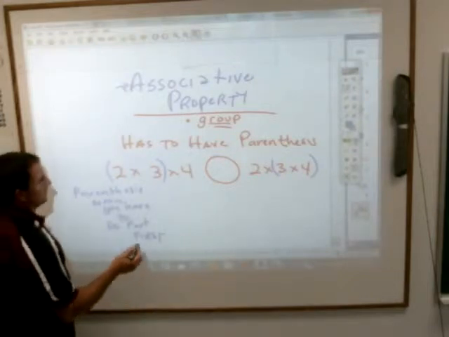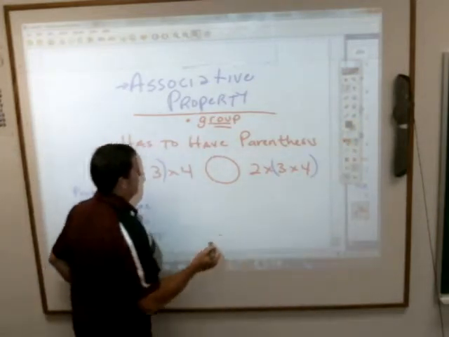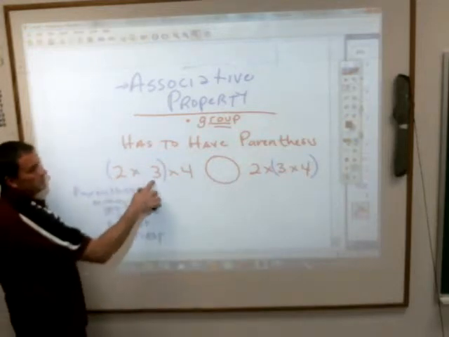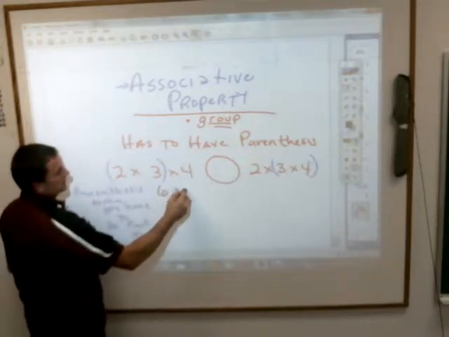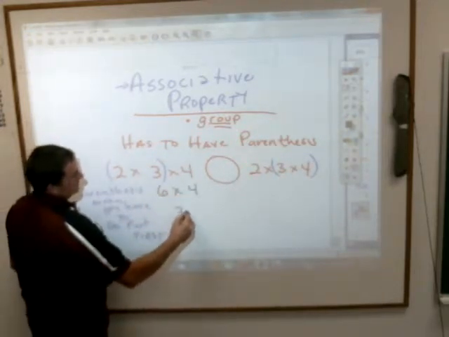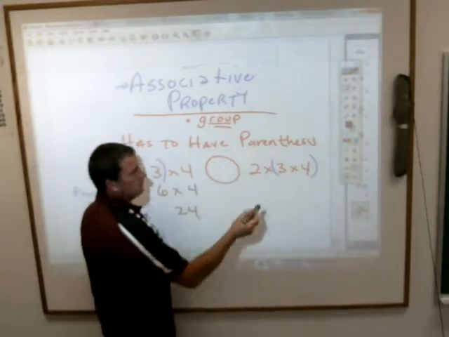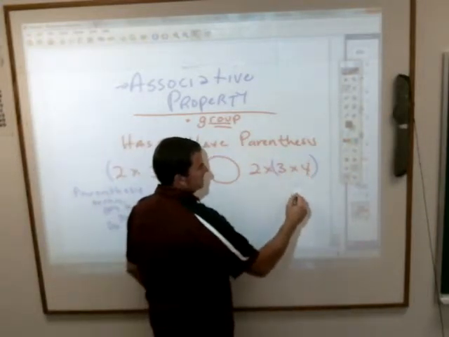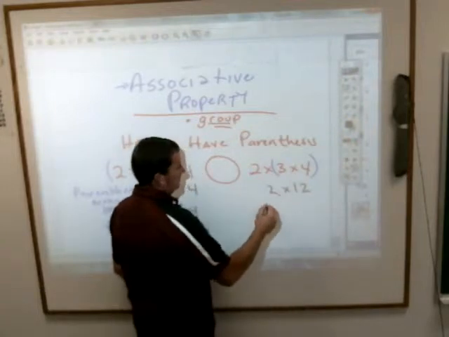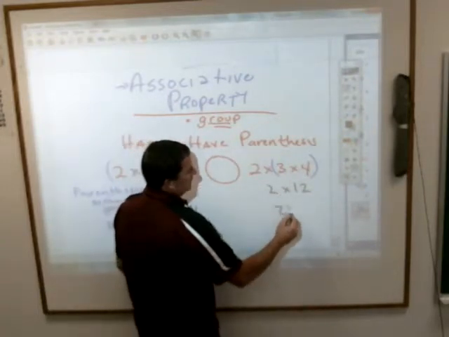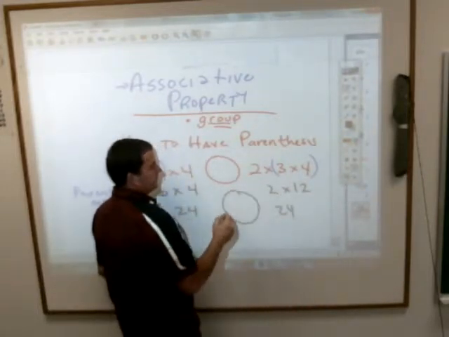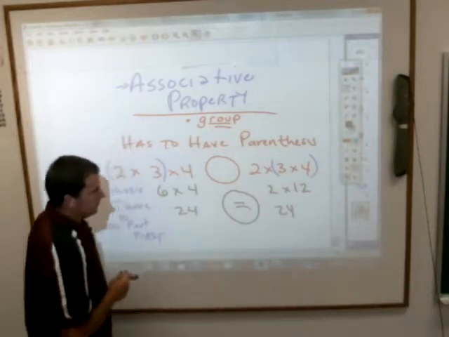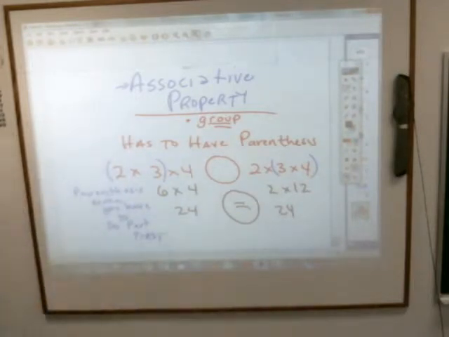Now let's look at this problem and see. What do we get for an answer for this? 2 times 3 is 6, correct? And 6 times 4 is 24. Over here, though, I have to do the 3 times 4 first because it's in the parentheses. It is 12, and 2 times 12 is 24. So if I compare those two, I get equal. And that's what the associative property says.